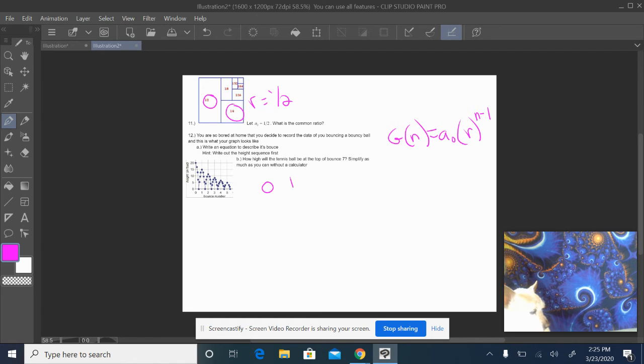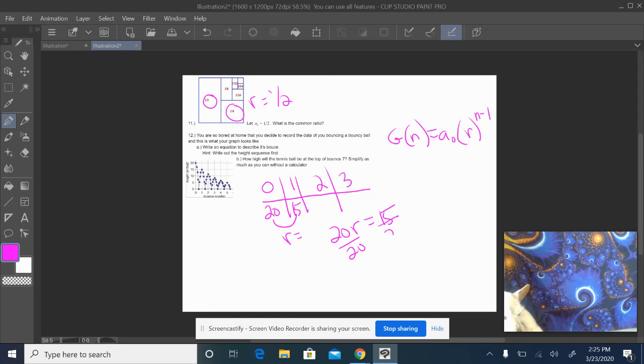So I'm going to write my term numbers here, and I'm going to write their height. So at 0, it's at 20. At 1, it's at 15. We can't really see it very well, but I could figure out what my common ratio is by doing this. So I got to 15 by multiplying 20 by something. So solving for r, okay, so if I simplify that, r equals 3/4. So I know that r is equal to 3/4.